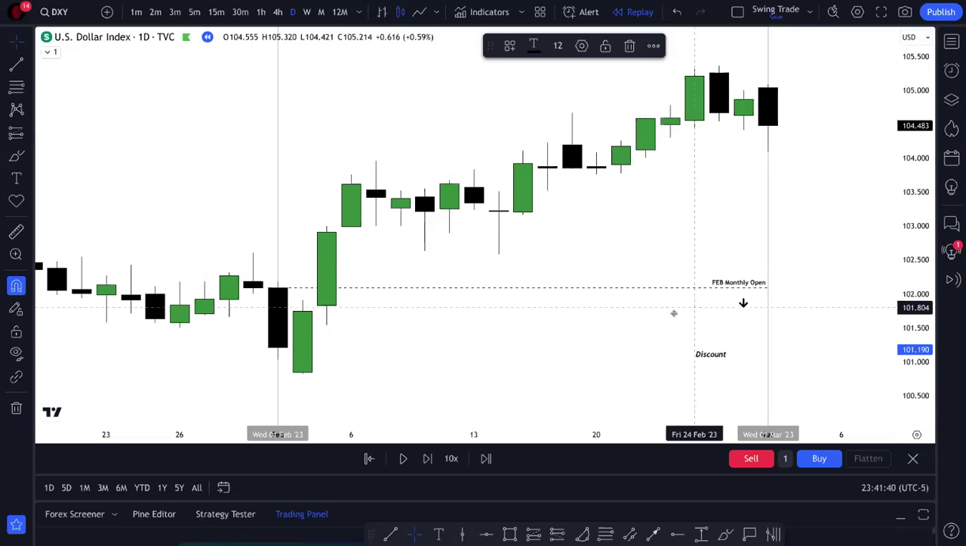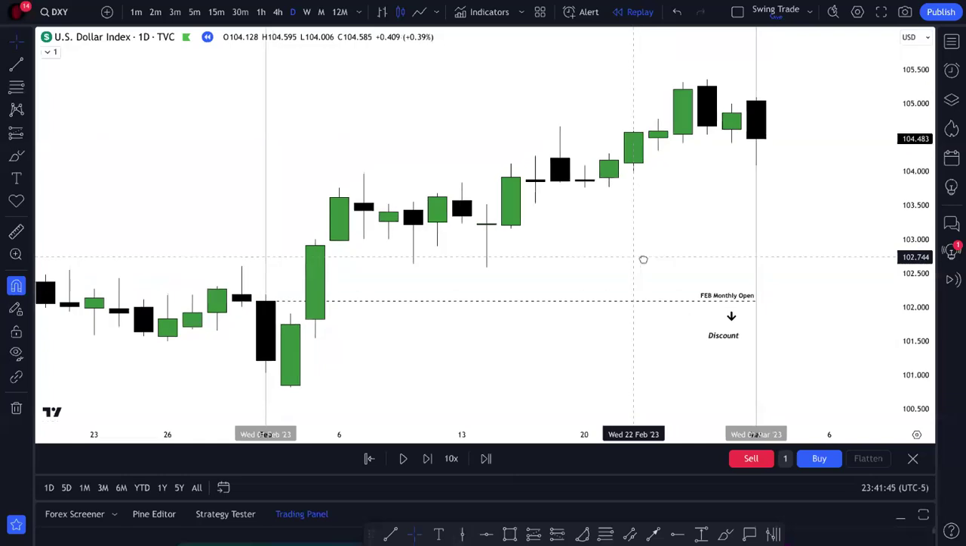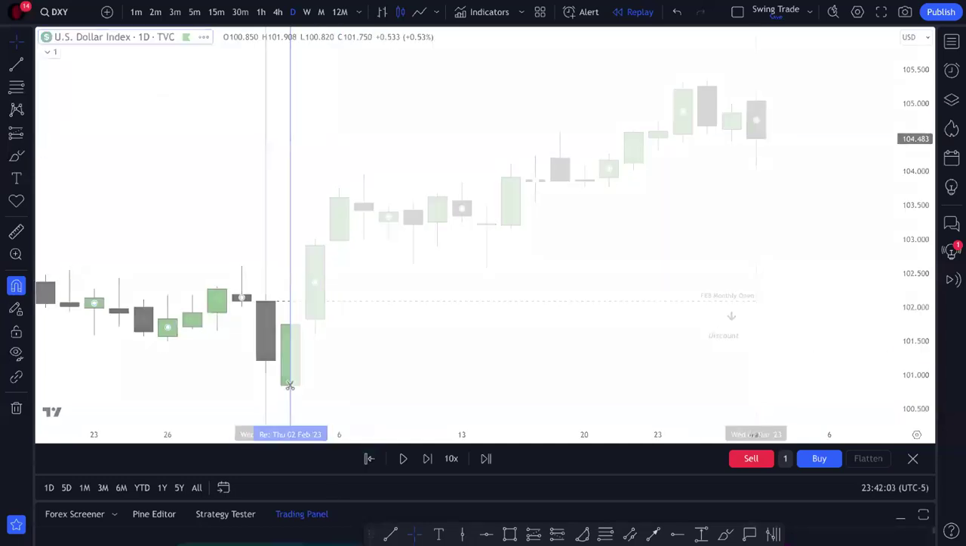Price is below the monthly opening price. It's in a discount. So we could see, just off of hindsight, look at how the dollar pulled itself below the monthly opening price to go higher. Good. Wow. Let's add some more context to this. How did price get here? Let's reverse engineer it to the beginning of the month.